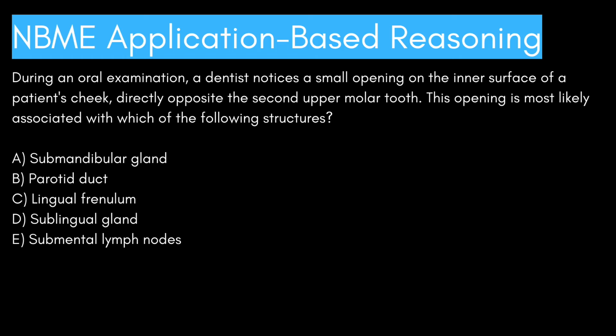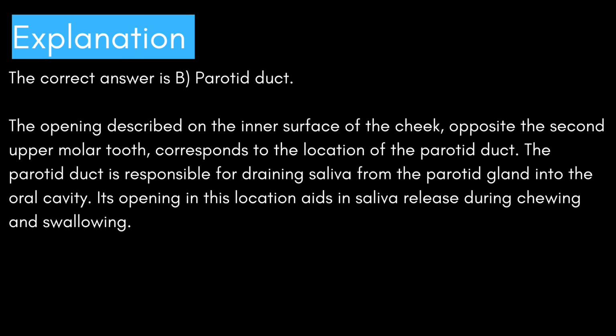All right, I think I gave you guys enough time here. I'm going to move on to see what the correct answer is and what the reasoning behind it is. If you need more time, feel free to pause the video. Otherwise, moving on now. The correct answer is B, parotid duct. The opening described on the inner surface of the cheek, opposite the second upper molar tooth, corresponds to the location of the parotid duct. The parotid duct is responsible for draining saliva from the parotid gland into the oral cavity. Its opening in this location aids in saliva release during chewing and swallowing.